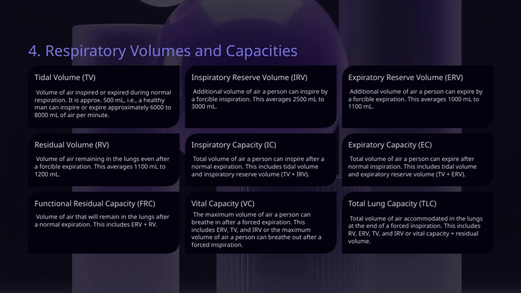It's about 500 milliliters and ensures our lungs stay partially inflated, preventing collapse. Finally, tidal volume is the amount of air inspired or expired during normal, relaxed breathing, usually around 500 milliliters. It's the breath we take effortlessly, forming the basis of our respiratory activity. Understanding these volumes and capacities helps us evaluate lung health and function comprehensively, connecting the mechanics of breathing to overall respiratory efficiency.